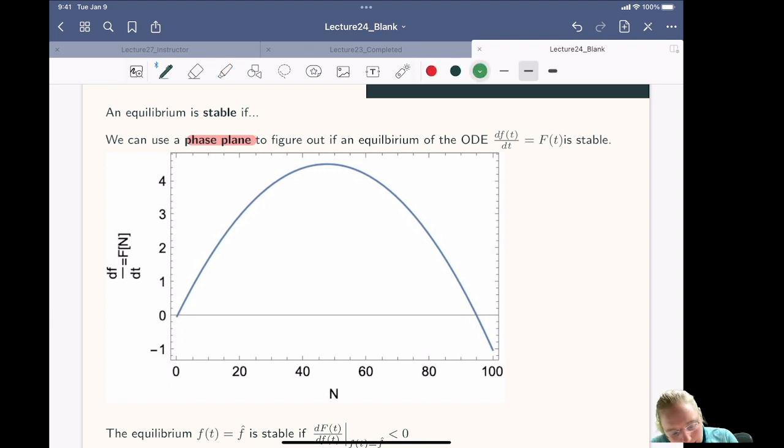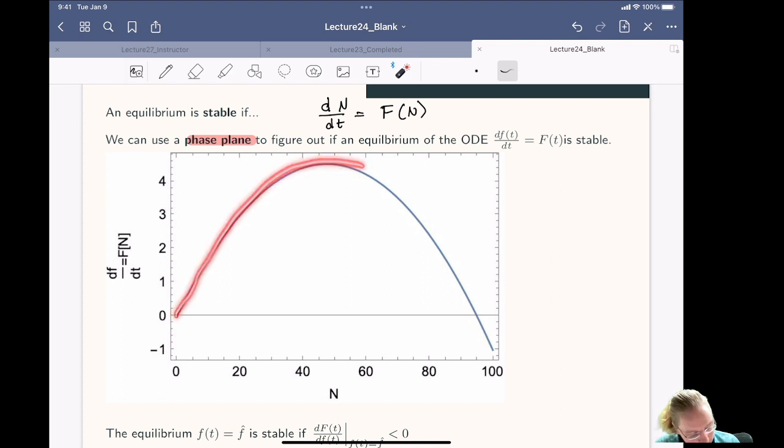So if we have the differential equation, df/dt is equal to some function f of, or in this case, dn/dt is some function of n, then we want to look at how this function looks. So we're going to plot f of n over here. So we have f of n as a function of n.